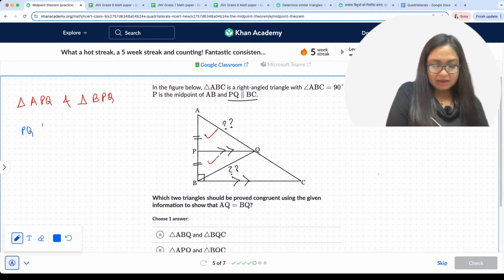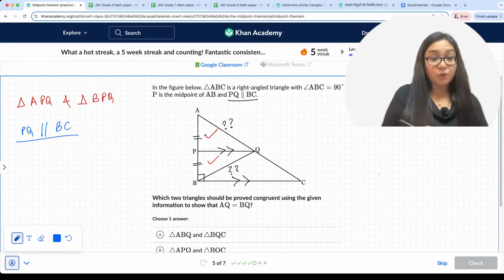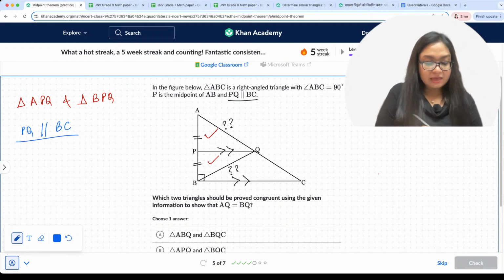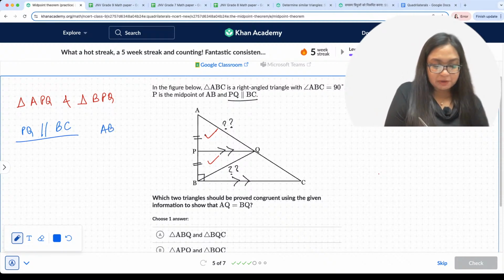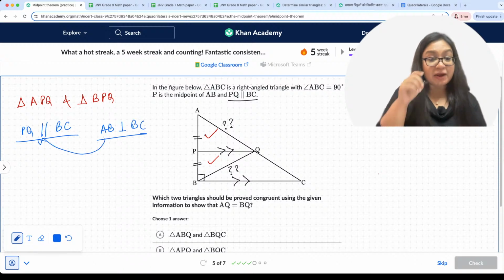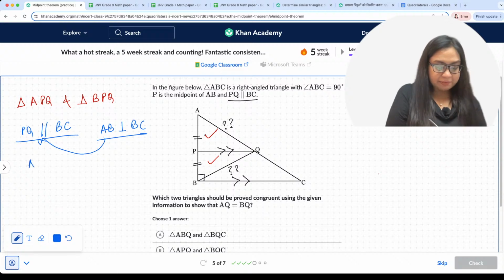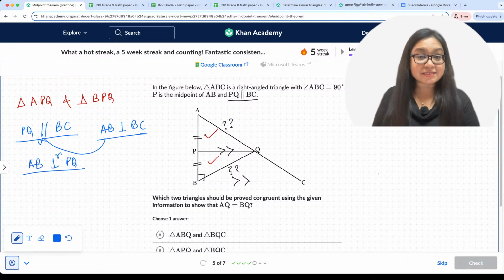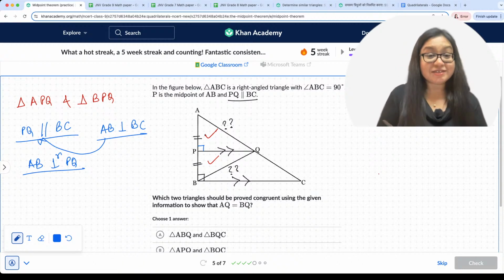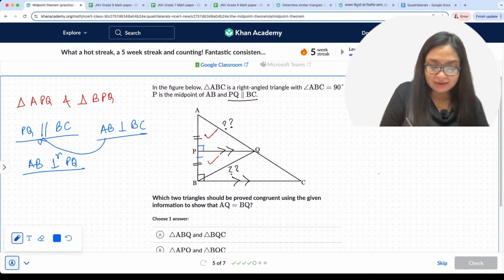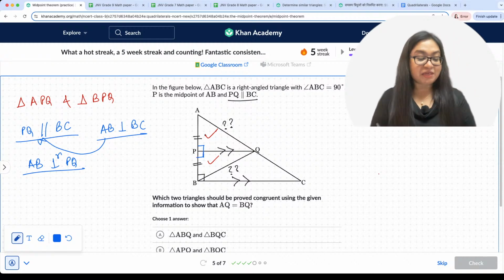PQ is parallel to BC. Now, AB is perpendicular to BC. That means AB is going to be perpendicular to PQ as well. That means we have a right angle triangle, angle APQ, and we have another right angle triangle, angle BPQ.